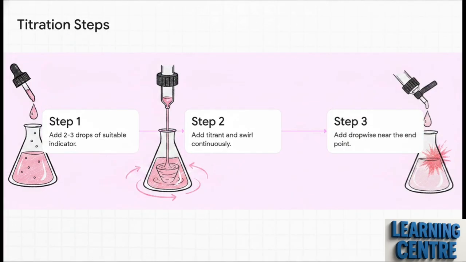Now for the main event. First, you drop in just 2 or 3 drops of a suitable indicator, something like methyl orange or phenolphthalein, into your conical flask. Then you open the burette tap. As that titrant falls, you've got to swirl the flask continuously to make sure it's completely mixing. And as you sense that endpoint approaching, you hit the brakes. You slow down and add the titrant dropwise. Literally, one single drop can be the difference between a perfect result and a totally failed experiment.